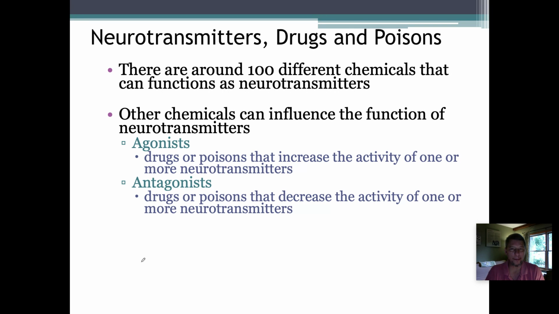And there are other chemicals out there that can actually influence how well those neurotransmitters do their job. Now, those other chemicals fall into two major categories. The first are what we call agonists. Now, an agonist is a drug or a poison that increases the activity of one or more neurotransmitters. All right, and so it pumps it up, it makes it work really, really well.